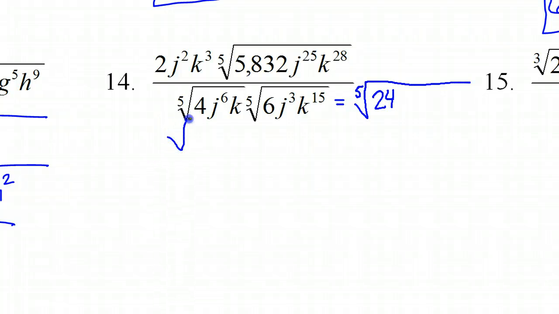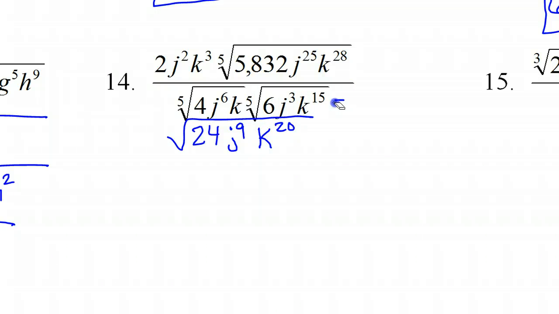You know what, maybe I'll just put this right here underneath. So I have 24. All right, looking at these j's, that'll be j to the 9th power. And looking at these k's, that'll be k to the 20th power. Okay, so that's what I get if I put these two together. So really I can forget about this now. I've replaced it with this blue stuff.